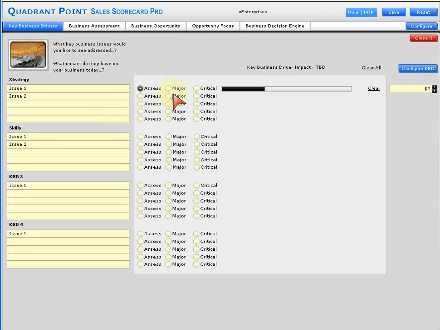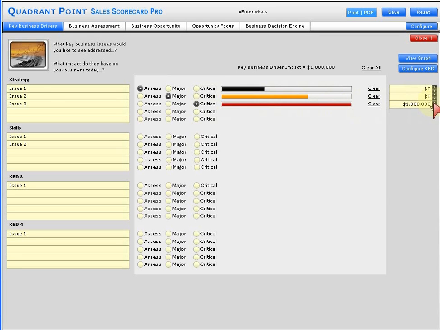You can look at them in terms of assess, major, critical. Assess are these areas that they know need to be looked at. Major, something that is already impacting the organization today, or a critical item that is clearly costing the company money they'd like to solve immediately. So let's say that's a $1 million problem. Maybe this is a $500,000 problem. And this other one's not quite sure, but they might say they believe it's a $250,000 problem.